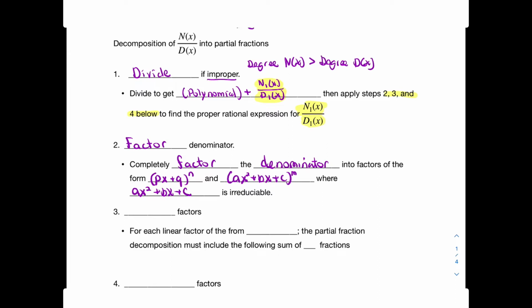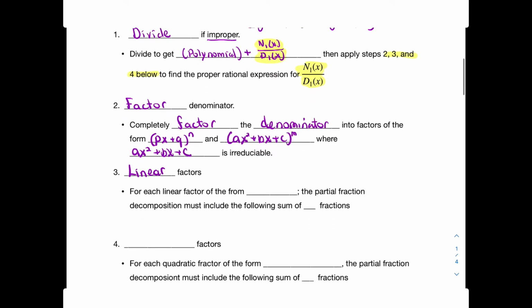Okay, once you have the factors of your denominator, the next thing we're going to look at is our linear factors, all the factors in the form px plus q. For each linear factor of the form px plus q, we're going to have a partial fraction, and we're going to have as many fractions as we have linear factors. So it will be a sum of n fractions because we have n linear factors.